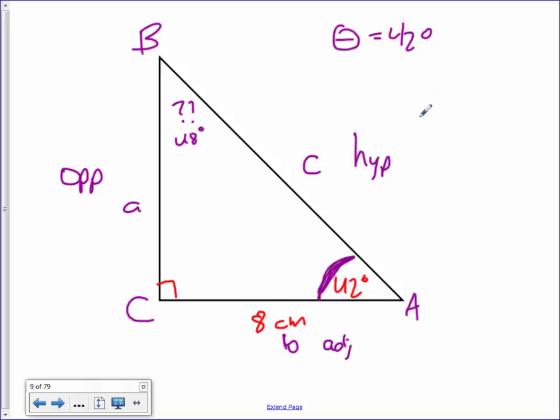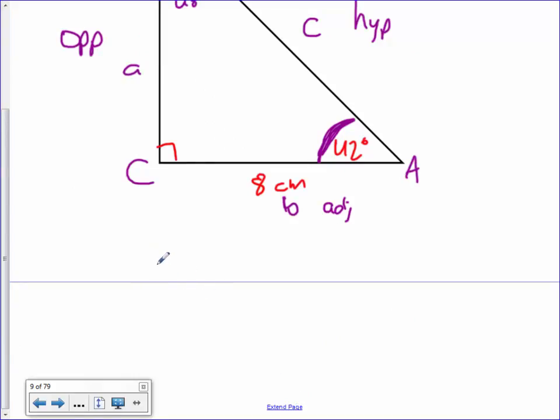Okay. What if the angle was the 48? Then what changes? And that would be the adjacent. Okay. The hypotenuse is guaranteed to be the same side, though. So one thing you may have learned how to do then is say something like this. Actually, no, let's not do sine first. Let's do cosine first. The cosine of theta is equal to adjacent over hypotenuse.